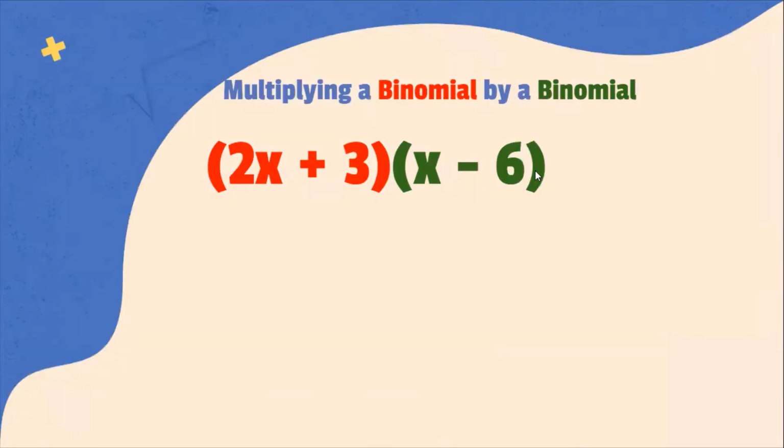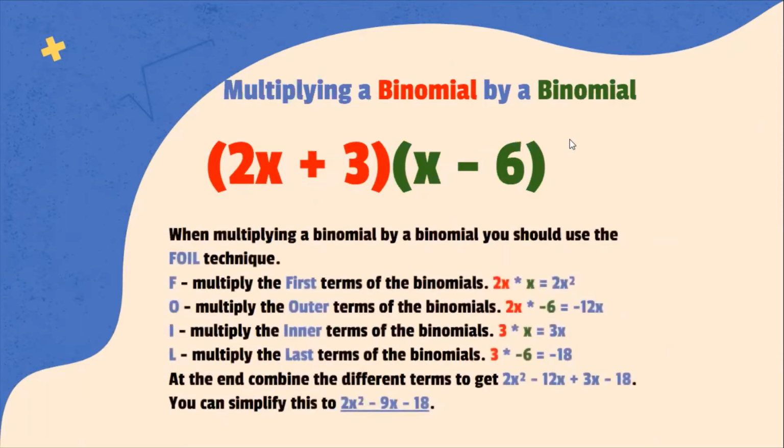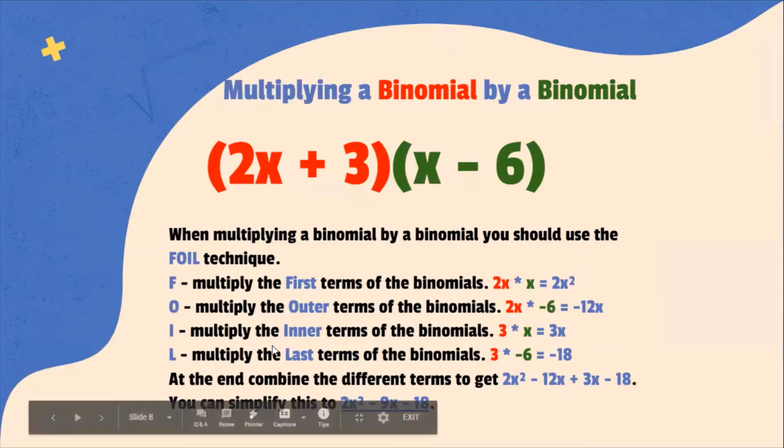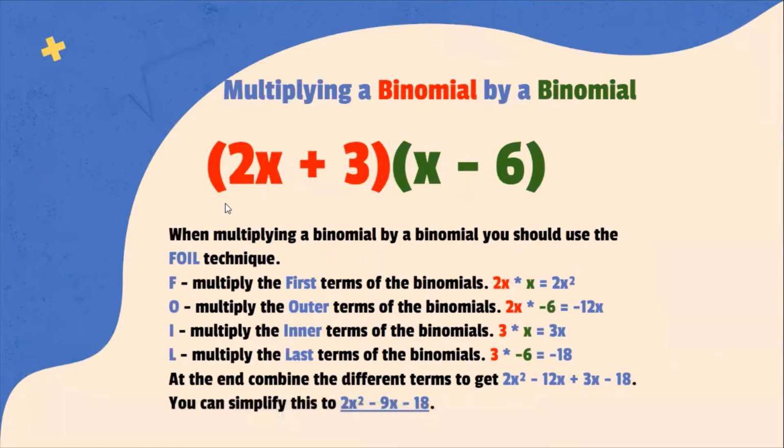Next, we're going to learn about multiplying a binomial by a binomial. The first binomial we have is 2x plus 3, and the next binomial is x minus 6. So when multiplying two binomials, you want to use the FOIL technique, which stands for first, outer, inner, last. First, we're going to multiply the first terms of the binomials, which in this equation would be 2x times x equals 2x squared.